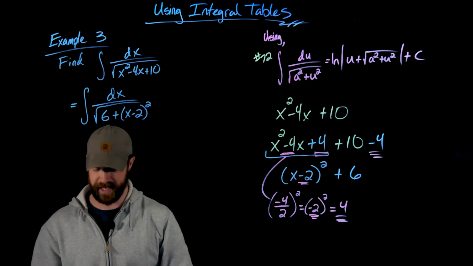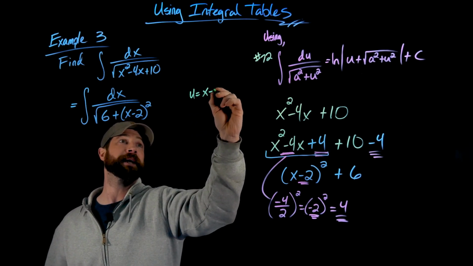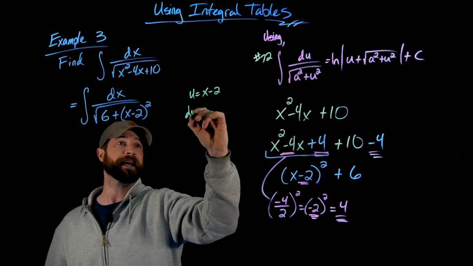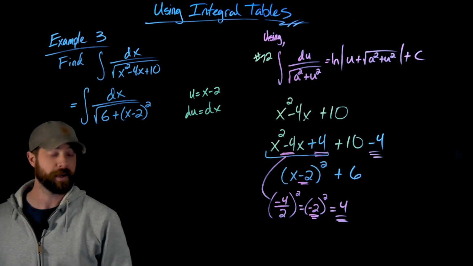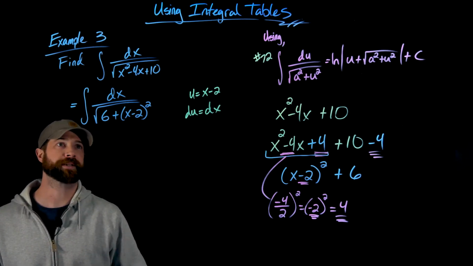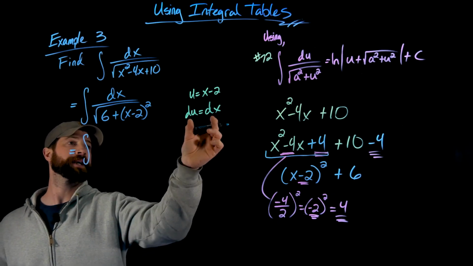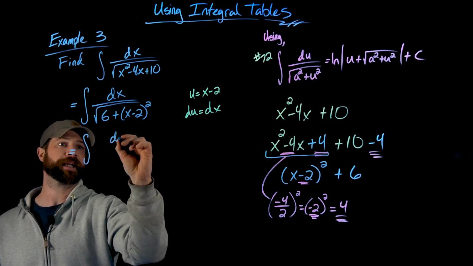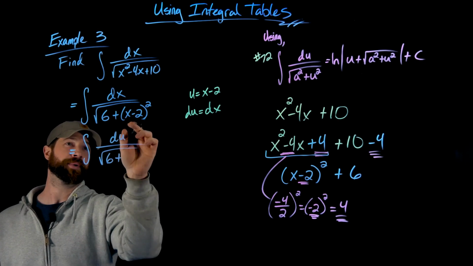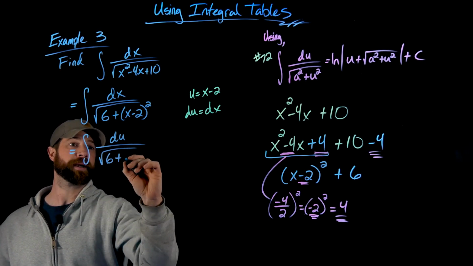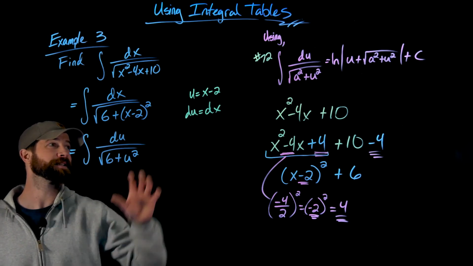I do need to make a u substitution. So I'll let u equal x minus 2, and then I get that du equals dx. So it's a straight swap with my differentials. All right, so then what that gives us is the integral. I'll do my swap with my differentials here to get du over the square root of 6 plus, now this is u squared. I now have this in the form that I need to apply here.